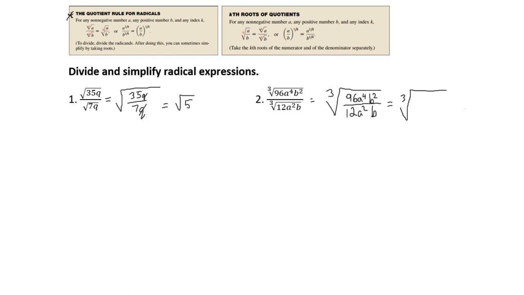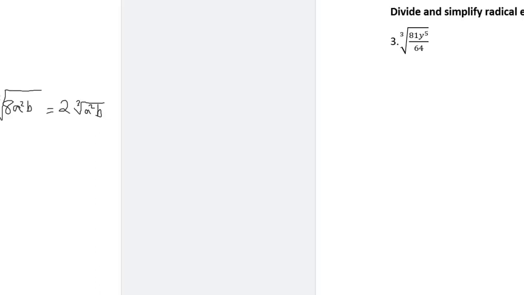So that would be the cube root. 96 divided by 12 is 8. A to the fourth divided by a squared is a squared, 4 minus 2. And b squared divided by b is b. All right, the only perfect cube in there is the 8, so we're going to pull that 8 out. And then on the inside, we'll have the cube root of a squared b, because neither 2 nor 1 divides by 3.